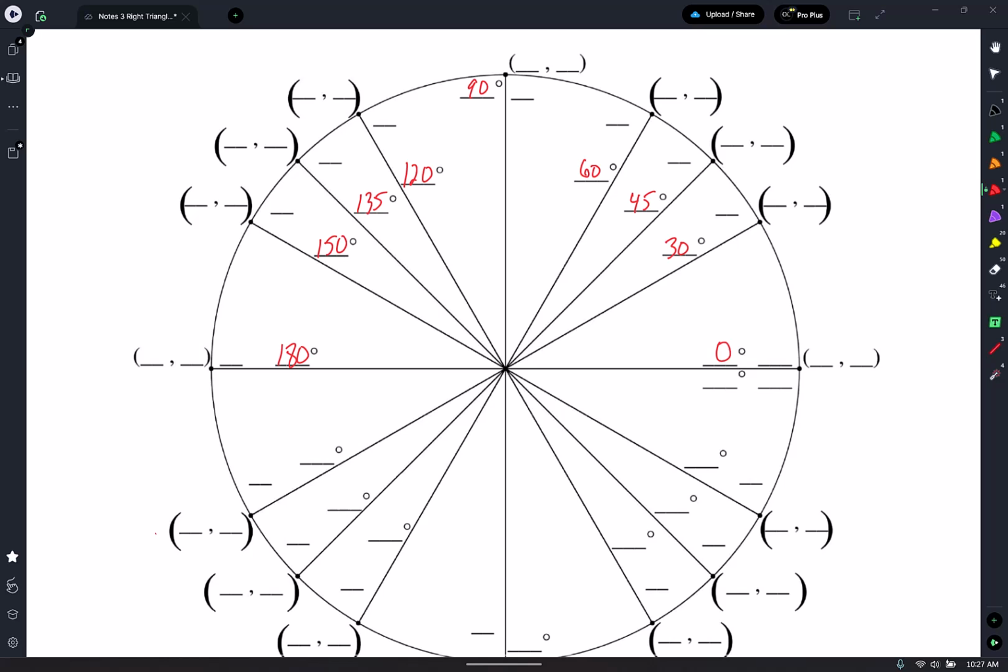I add 30 again. What's that? 210. Add 15 degrees to the 210. 225. Add another 15 to the 225. 240. And then I'm going to an axis, so I'm going to add how many? So this is going to be 270. That's 3/4 of a circle. Good job. I'm going to add 30 now because I'm going from the axis. What's 270 plus 30?